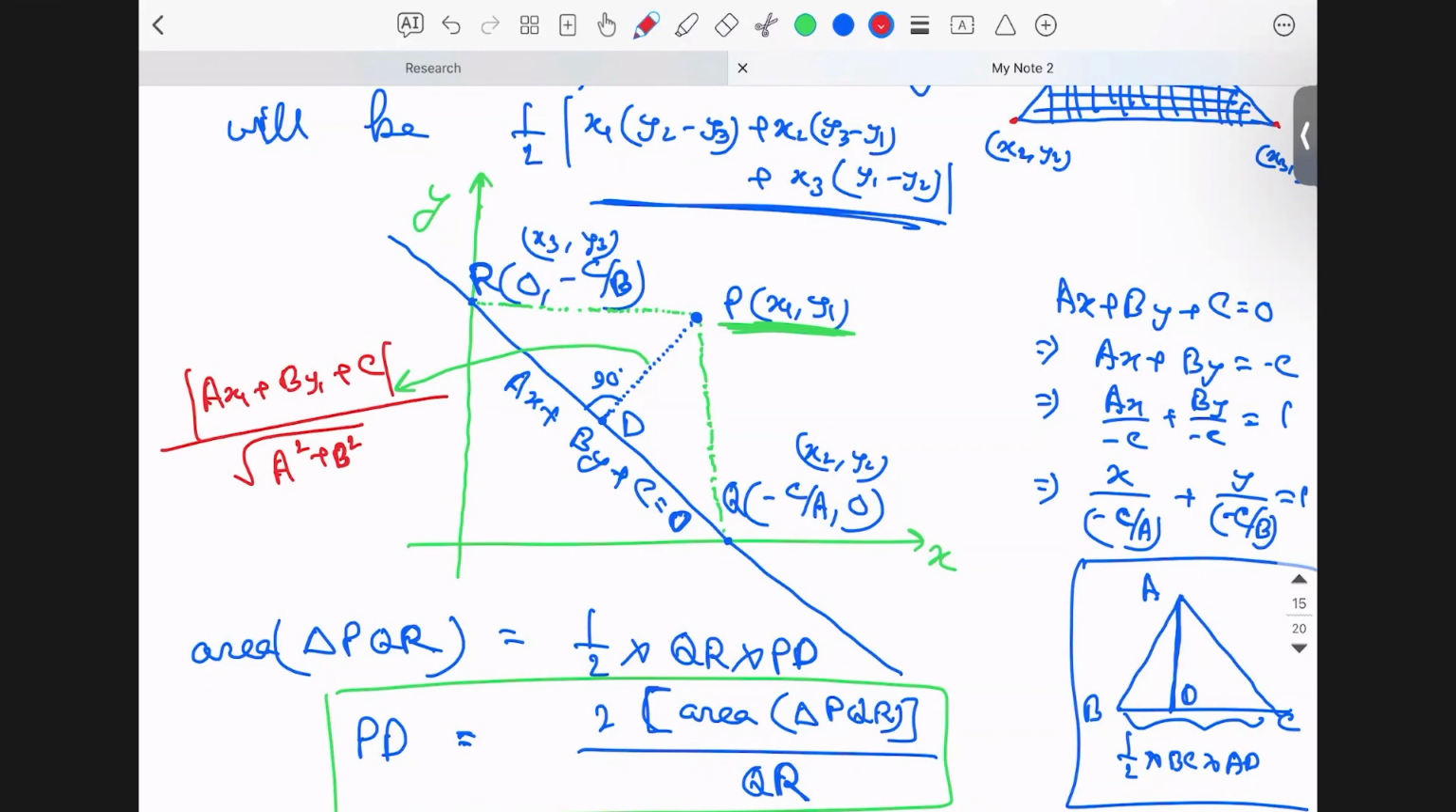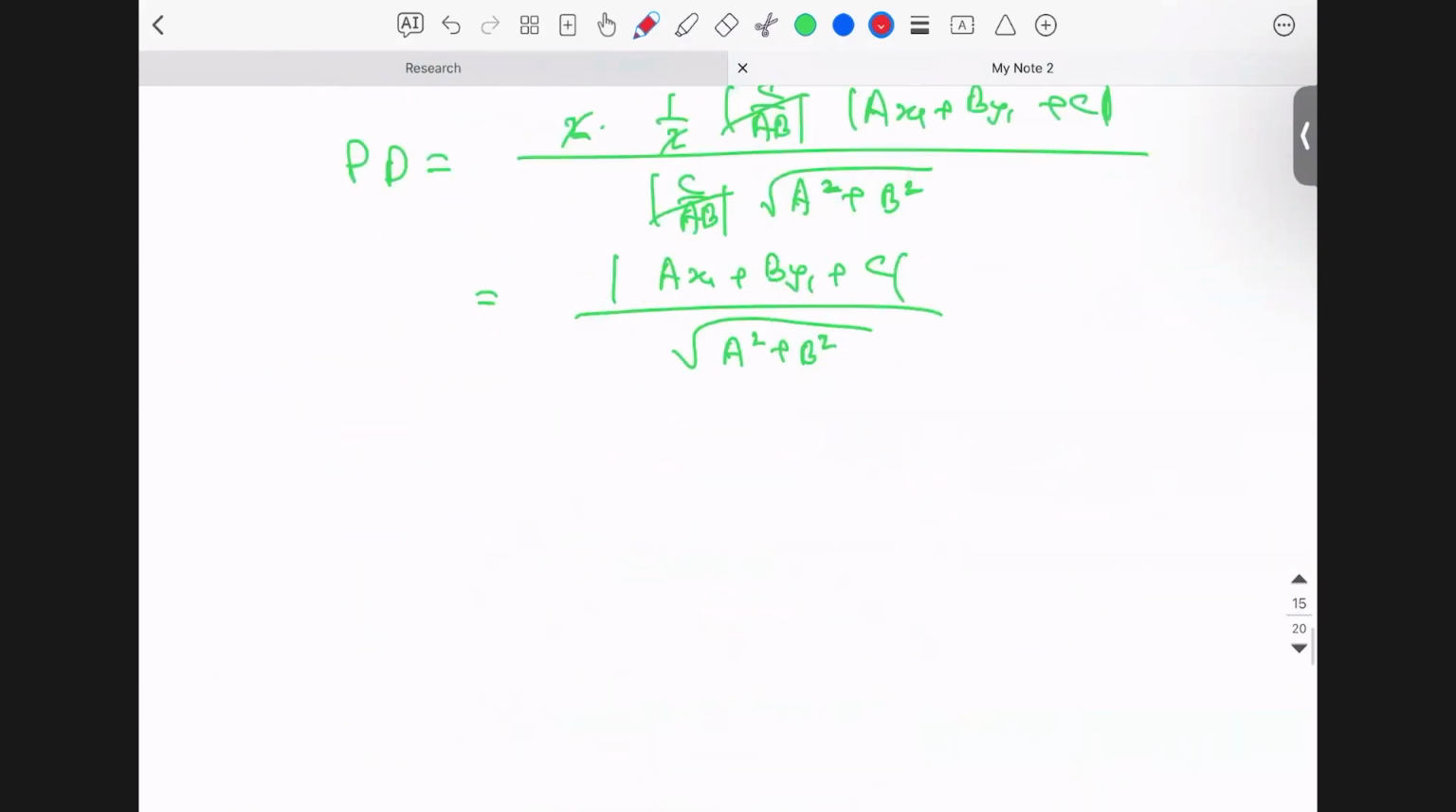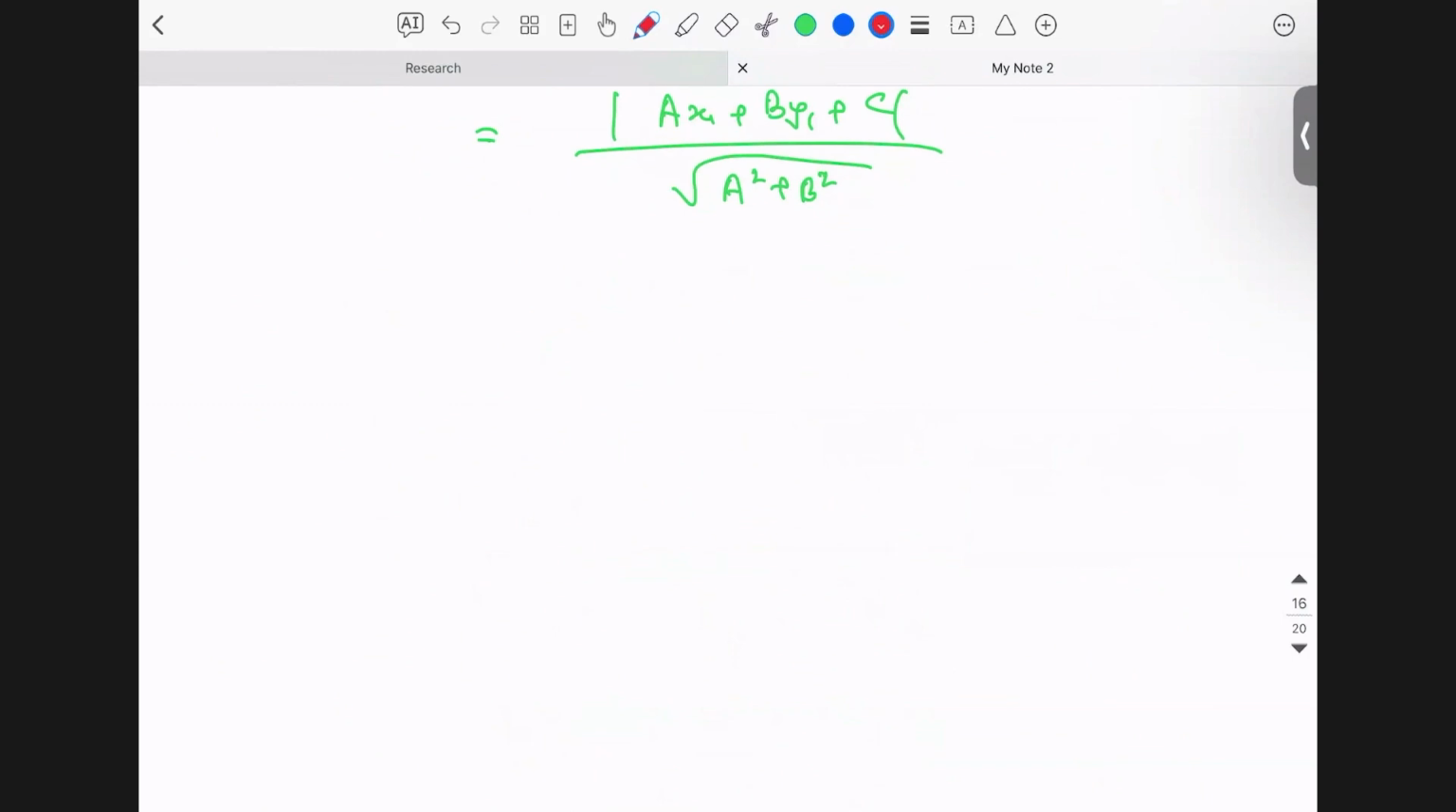Okay, now the next question comes: what if the straight lines are parallel? Now we can find a distance.